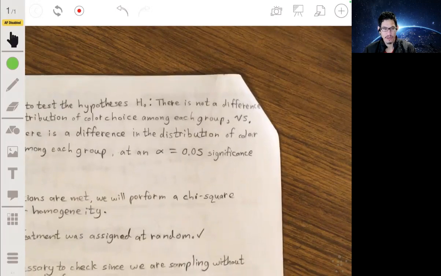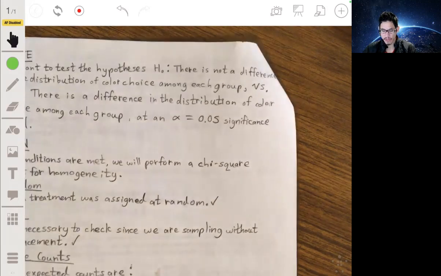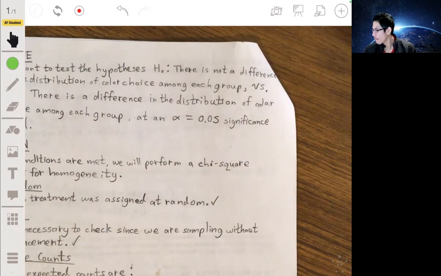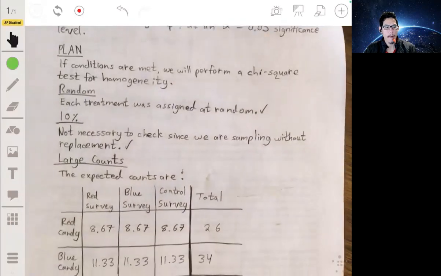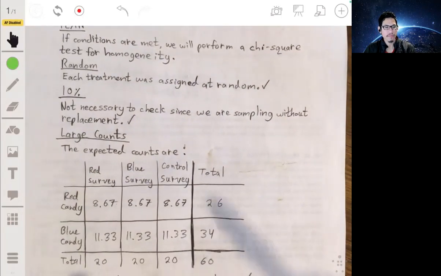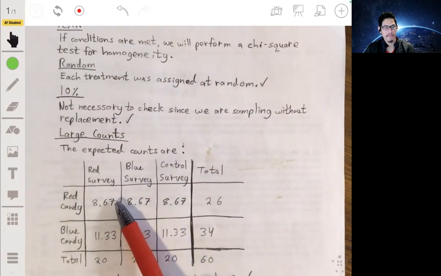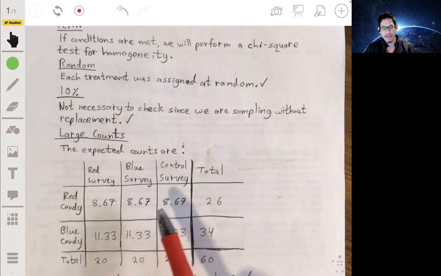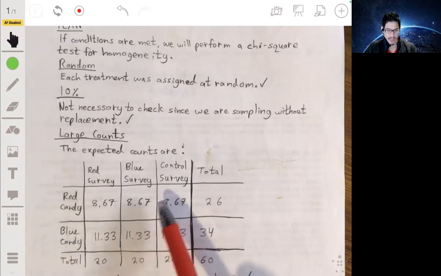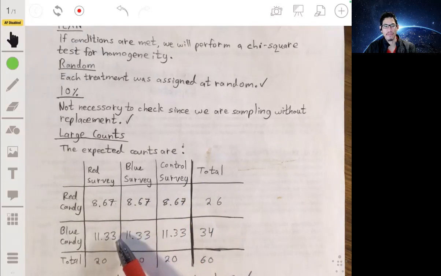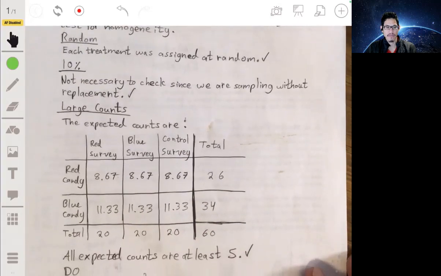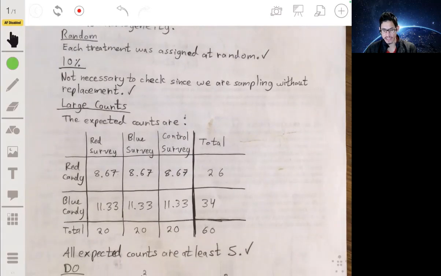And since the columns are all divided equally, we would get the same 3 numbers across. We would get all our expected counts to be about 8.67 for the red candy. Again, that's about 43%, and about 11.33 for the blue candy, which is about the 57 percentage. So all these expected counts are at least 5. So then we can go ahead and calculate our chi-square statistic.